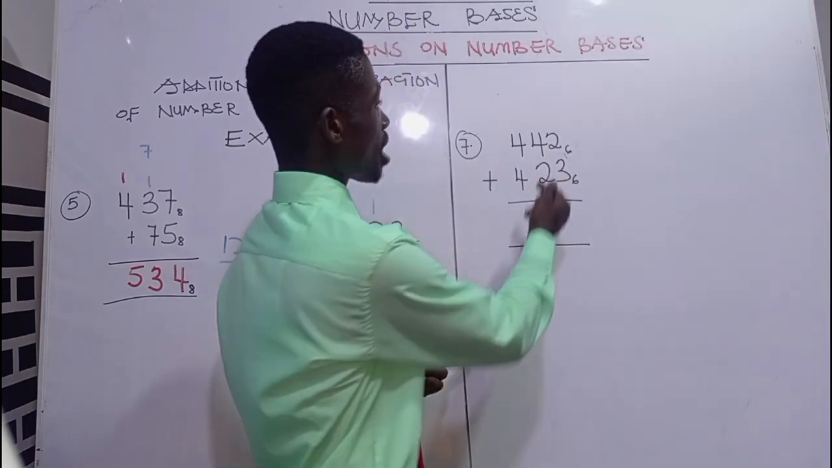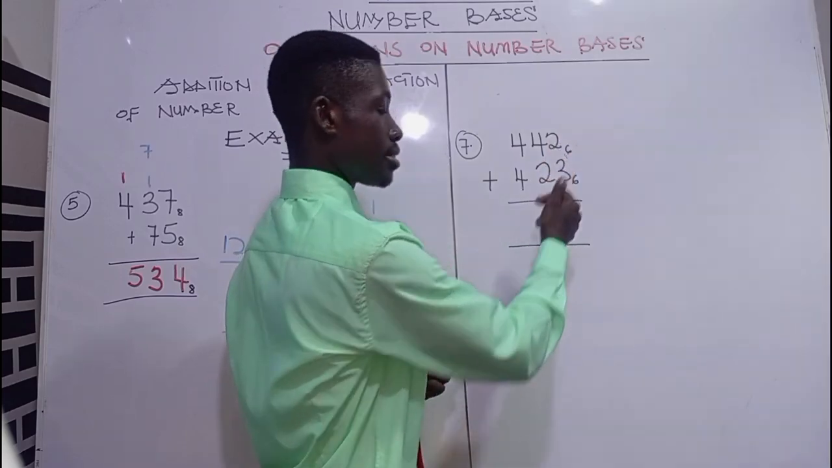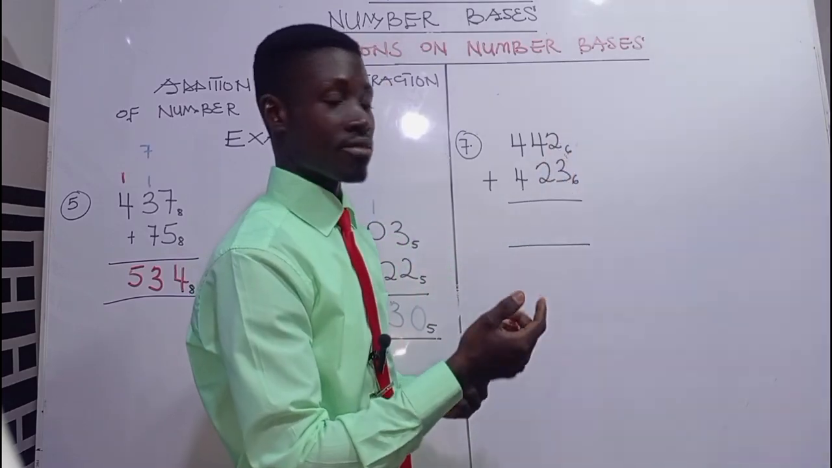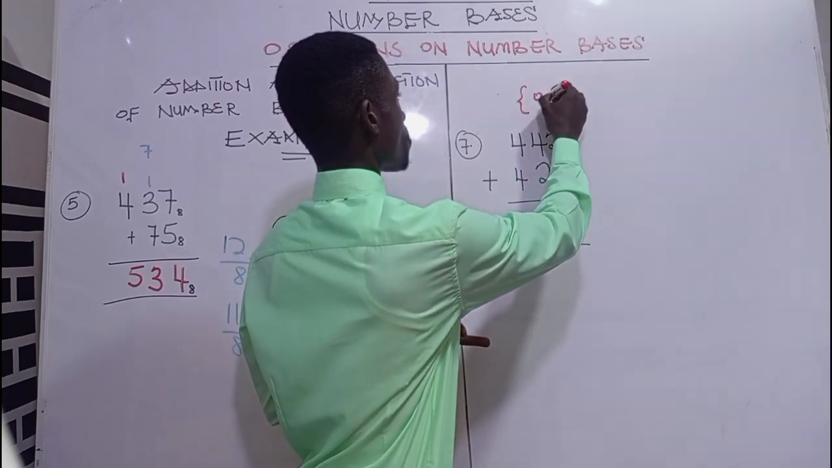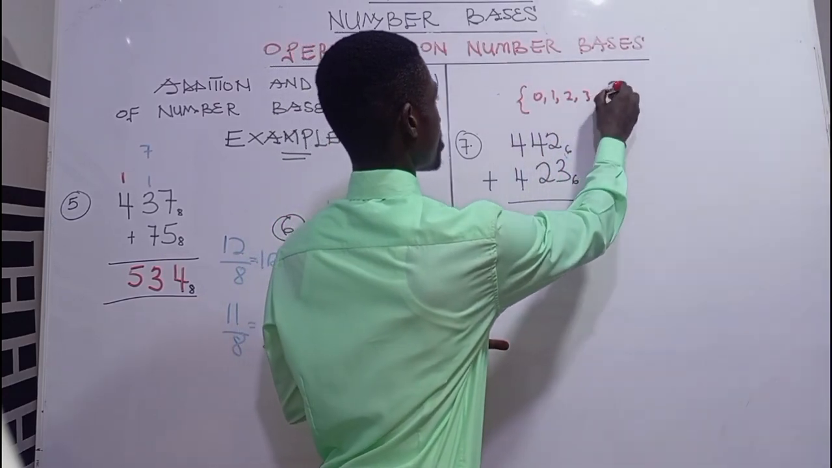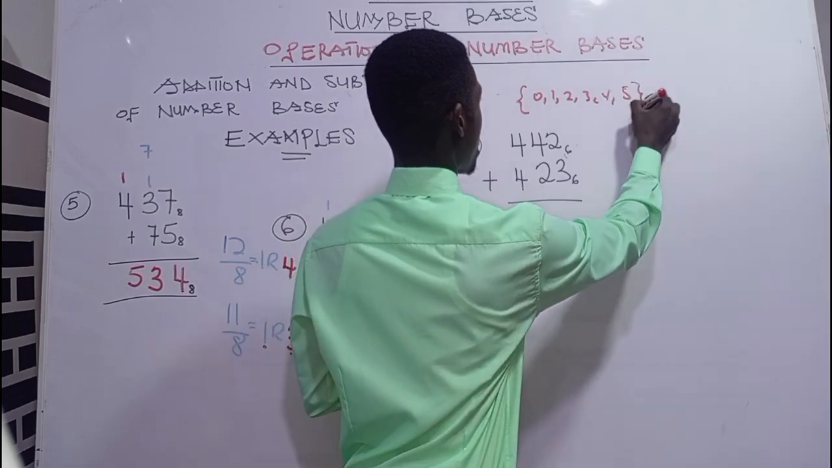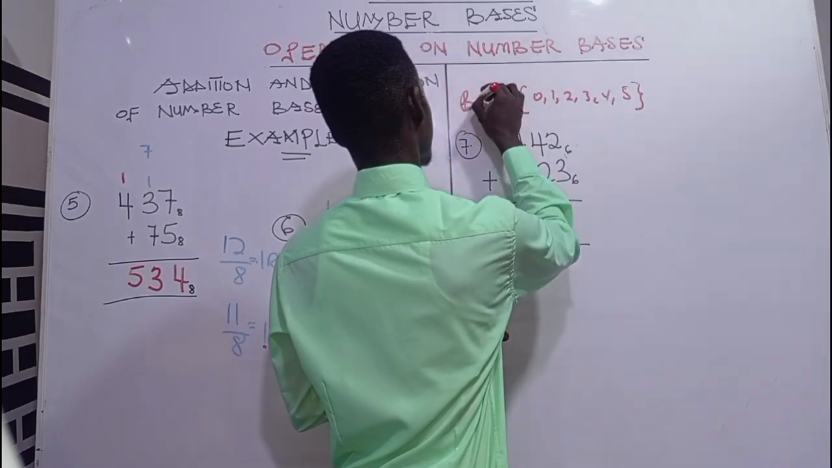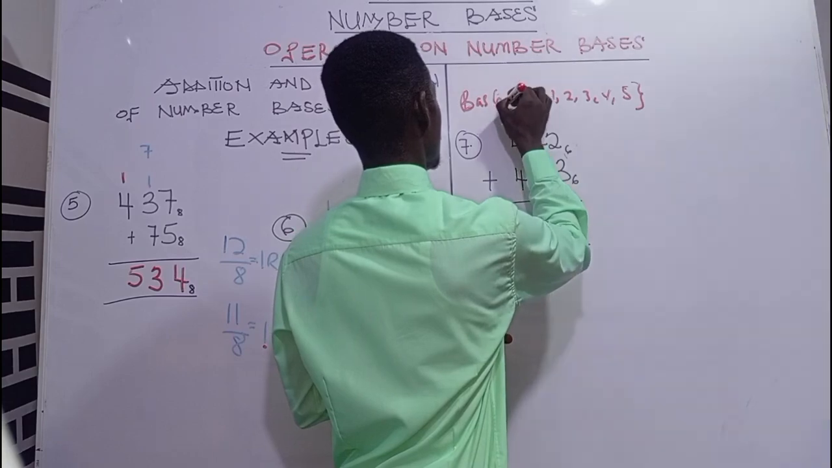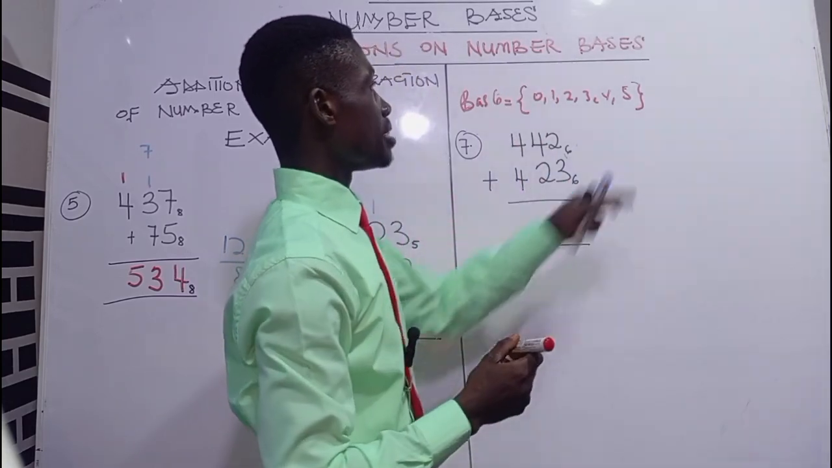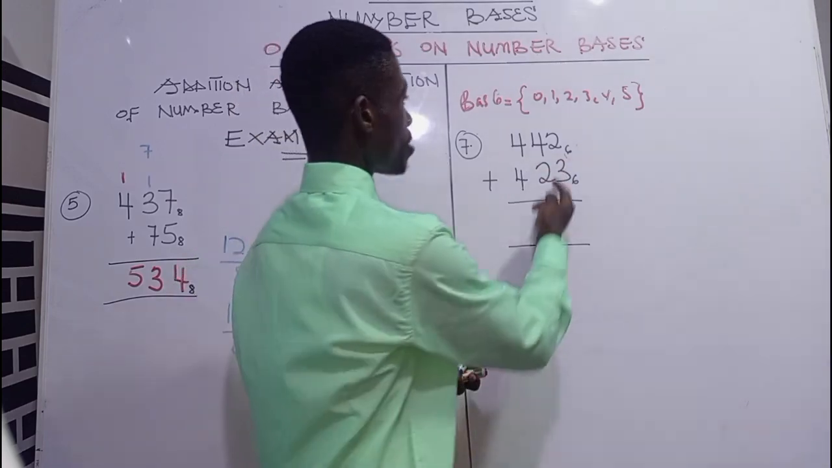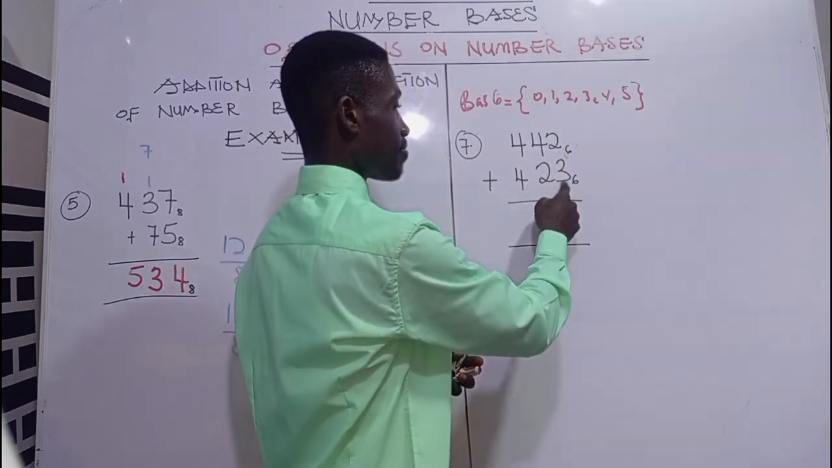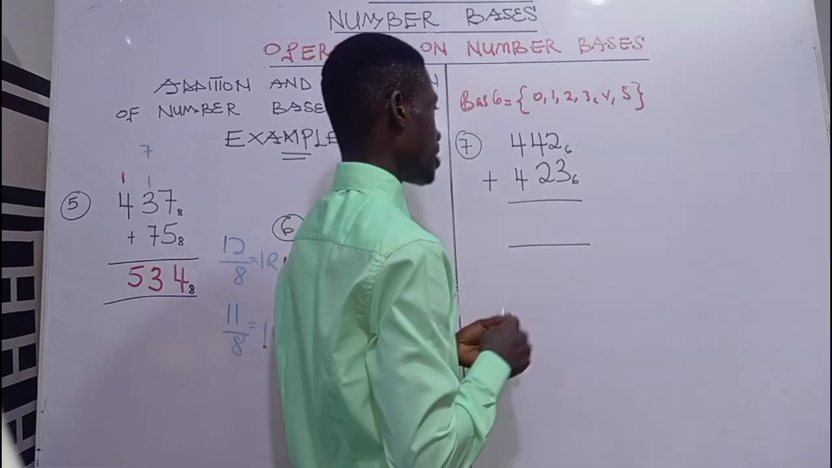Good. So in base 6, the highest digit is 5. It ranges from 0, 1, 2, 3, 4, and 5. That is what base 6 is. So the highest digit in base 6 is 5. Good. So we have 2 plus 3 will give us 5. 5 is less than 6, so we can write 5.